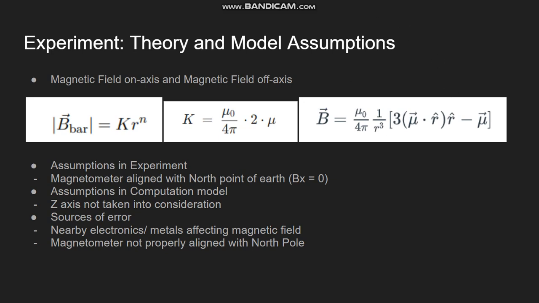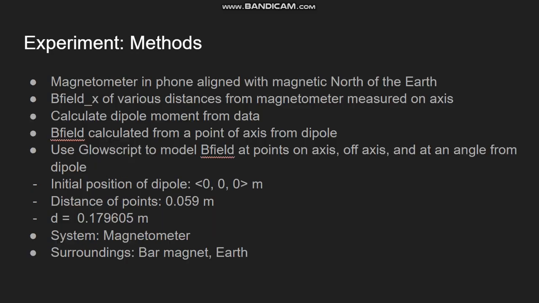Assumptions in the experiment were that the magnetometer was aligned completely with the magnetic north so that the y component of the B field would be 0. In the model, we assumed that the z-axis was 0. Sources of error may have come from nearby electronics exhibiting their own magnetic fields and the magnetometer not being completely aligned with the North Pole.